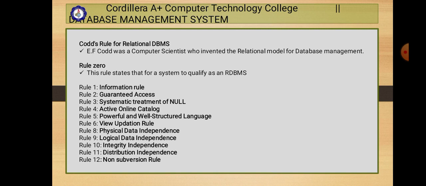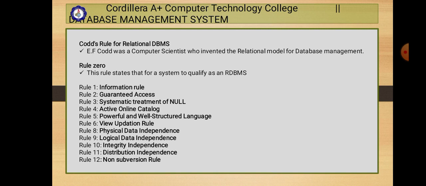So first is you have rule 0. So this rule states that for a system to qualify as a relational database or DBMS, it must be able to manage the database entirely through its relational capabilities.